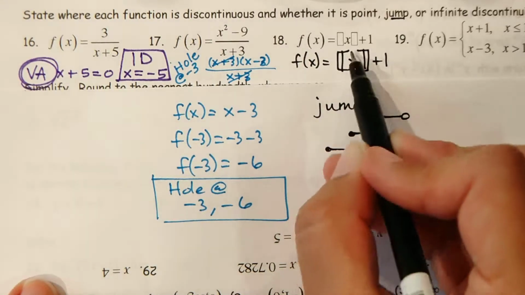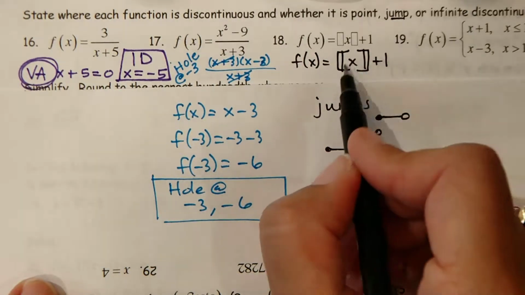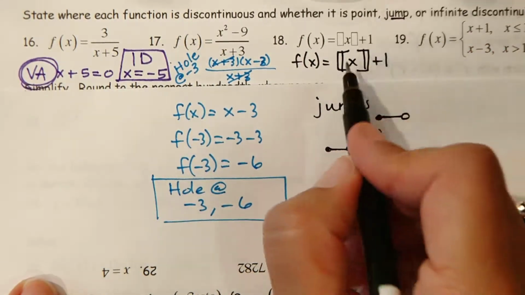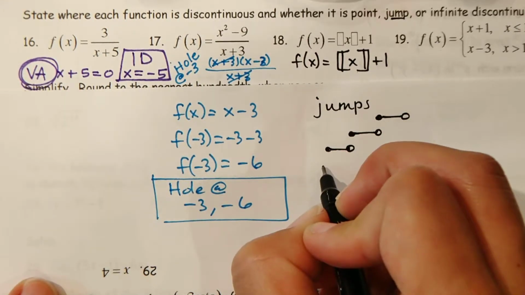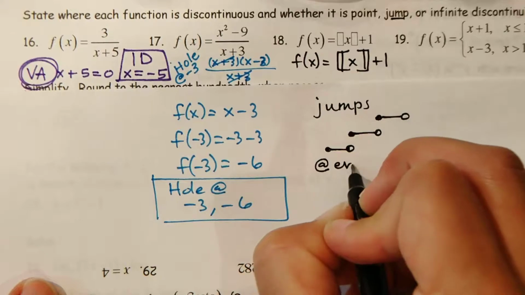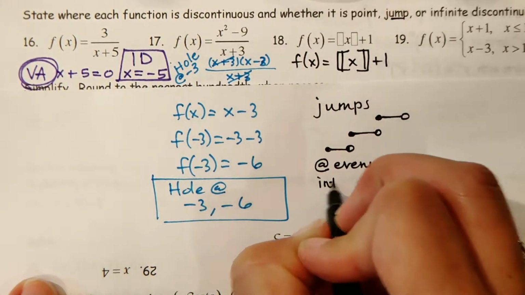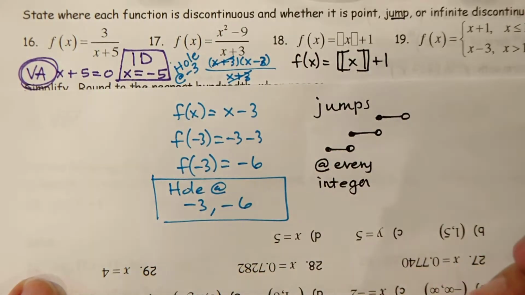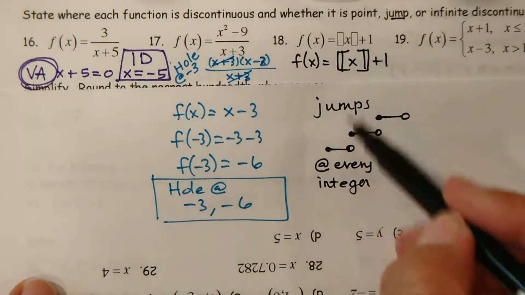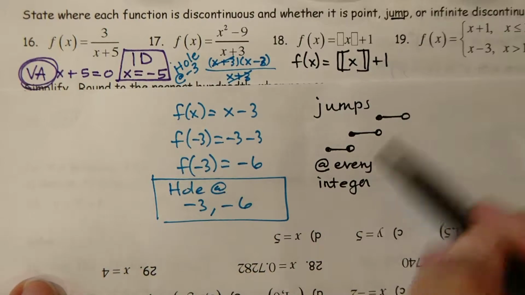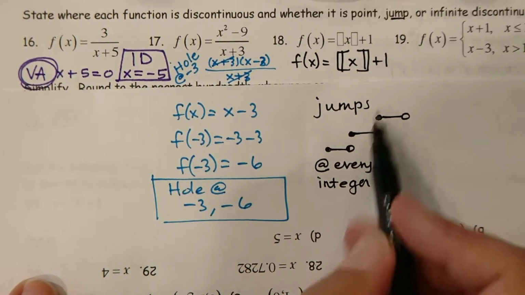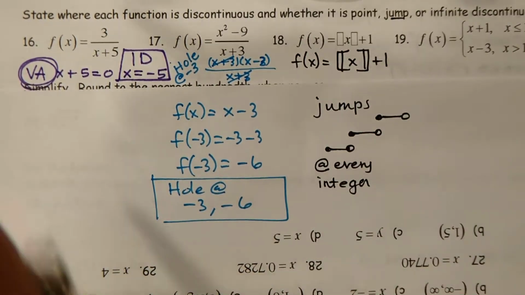There's only one x here. So we're going to have jumps at every integer. An integer is just a whole number, right? So at every 1, 1 plus 1 plus another 1 plus another 1, we're going to have another jump. Pretty simple and straightforward.